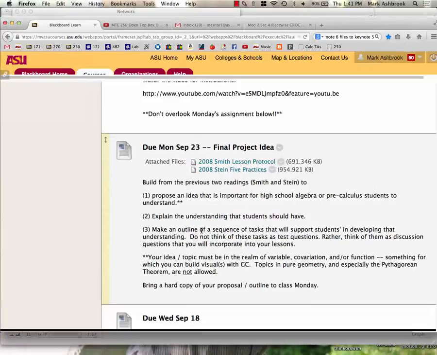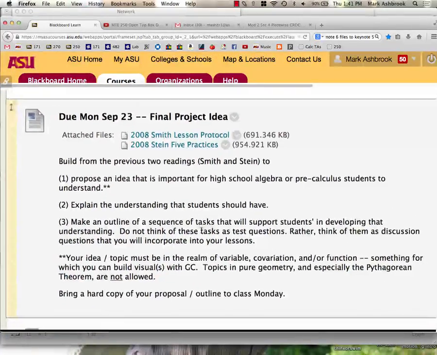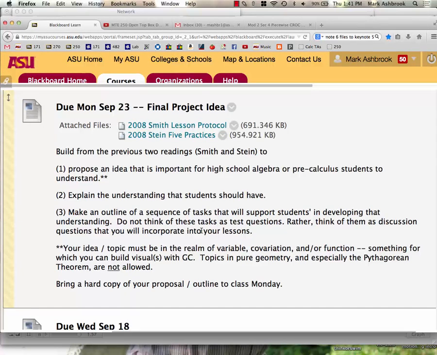Here we go, final project idea. So we've done those two readings, the Smith lesson protocol and the five practices. So this will be due a week on Tuesday. This is Tuesday. So you're going to build from these previous two readings, propose an idea that is important for high school algebra or pre-calculus students to understand, explain the understanding that students should have, and make an outline of a sequence of tasks that will support students in developing that understanding.